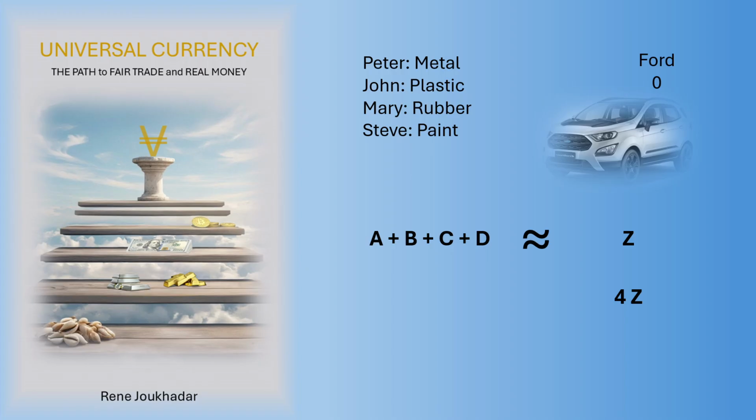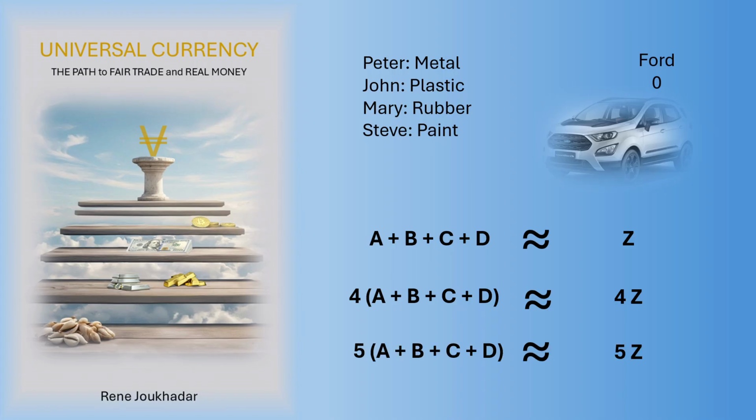In order to make four cars, one for each primary producer, Ford will need 4 times the amount of product. But in this case, he will make no profit. Therefore, he asked for 5 times the amount of products to make 5 cars. So he can give one car to each one of these producers, and he gets to keep one car as his profit.